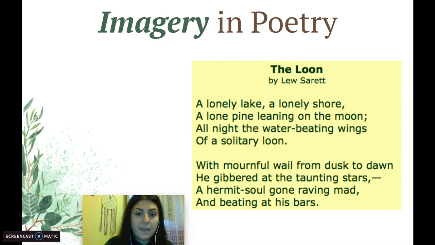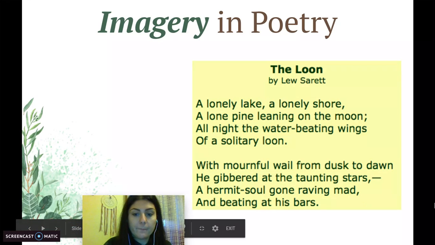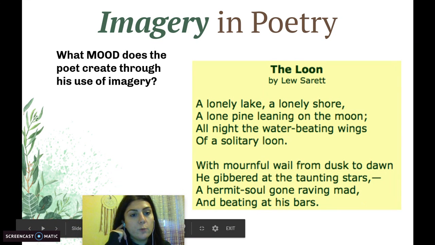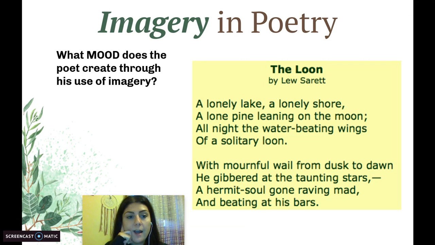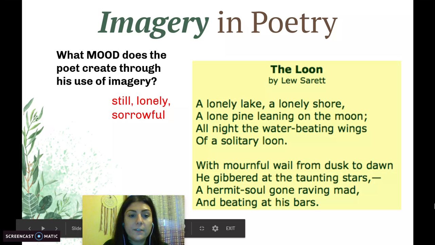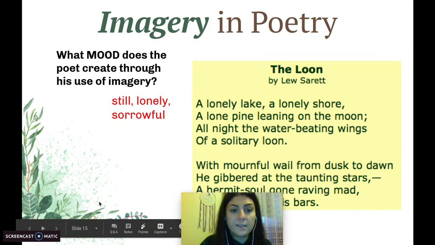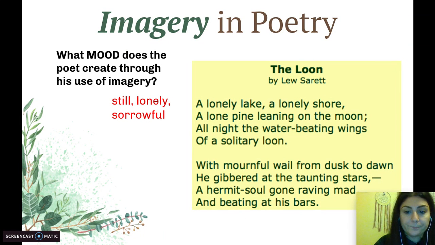Okay, let's unpack this. Imagery. When it comes to imagery, I want you to think about what mood the poet creates throughout this poem. The mood. Okay, what mood? I'm thinking about words like lonely, lone, night, solitary, mournful, wail, taunting. I definitely could get a sense of stillness, loneliness, and sorrow based on those words that are being used. It sets a mood of stillness, loneliness, and sorrow.